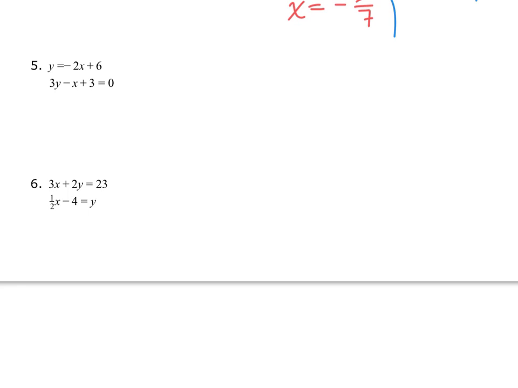Well, here I have my second equation is solved for y. So I'm going to replace the y in the first equation with that 1/2 x minus 4. So I'm going to say 3x plus 2 times y equals 23. So I'm going to replace where y was with that 1/2 x minus 4.